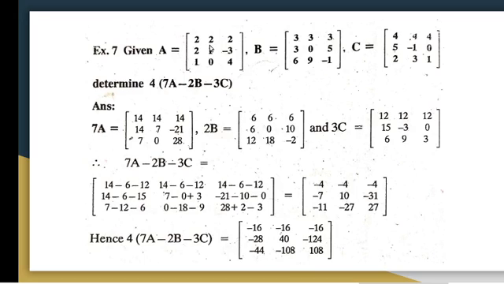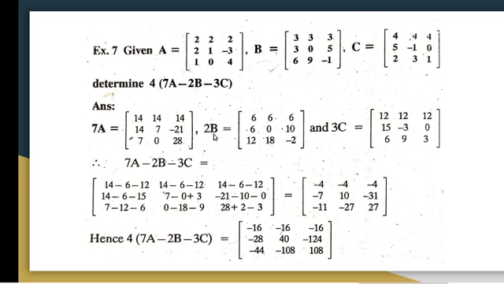That means 2 into 7 is equal to 14. Then 2 into 7 is equal to 14. 1 into 7 is equal to 7. Minus 3 into 7 is equal to minus 21. 1 into 7 is equal to 7. 0 into 7 is equal to 0. 4 into 7 is equal to 28. In that way, we have to multiply all the elements of A with 7 and we will get the 7A matrix. That means the scalar product of matrix A by 7.